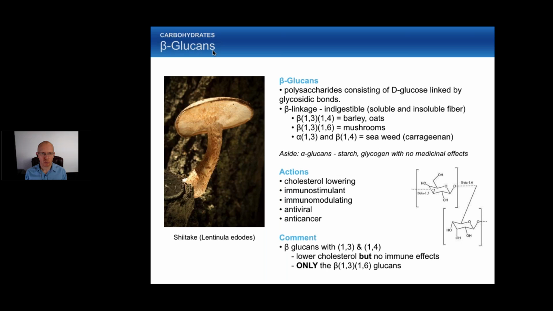So beta-glucans in general lower cholesterol, and specifically the beta-1,3/1,6 linkage will have an immunostimulating or immunomodulating effect that can have antiviral and anti-cancer effects. So remember, 1,3/1,4 glucans will lower cholesterol, but they do not have the immunomodulating effects. Only the 1,3/1,6 linkage.